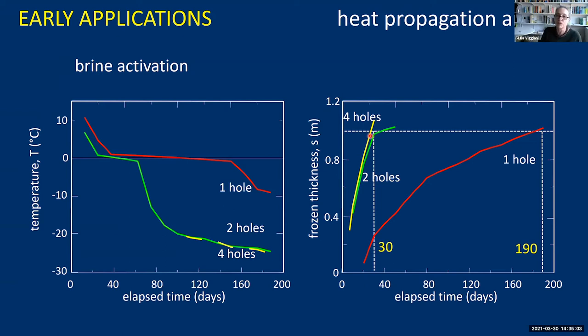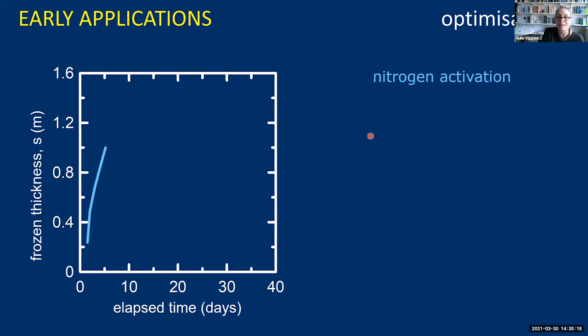So nitrogen freezing is much more effective than brine activation, but it is very expensive. So it seemed a good idea to activate freezing quickly using nitrogen and then switch to brine for maintenance of the frozen wall. So in order to do this, you have to have three phases. You have to activate with nitrogen, then you have to thaw for a period of time, and then you have to maintain with brine. Why do you need to thaw?